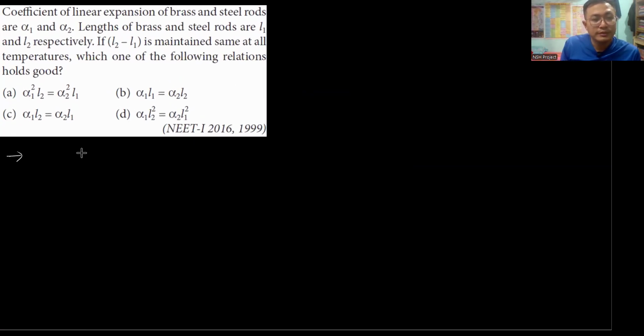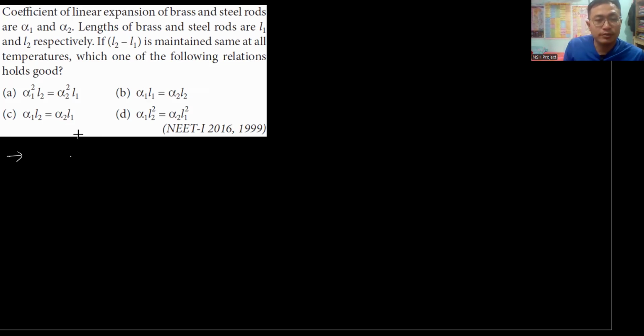So the question says the coefficient of linear expansion of brass and so on. Brass has alpha 1, steel has alpha 2, and the lengths of brass and steel rods are L1 and L2 respectively. L2 minus L1 is maintained the same at all temperatures. Which one of the following relations holds good?